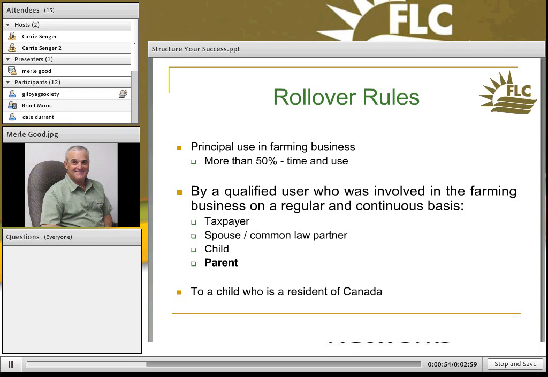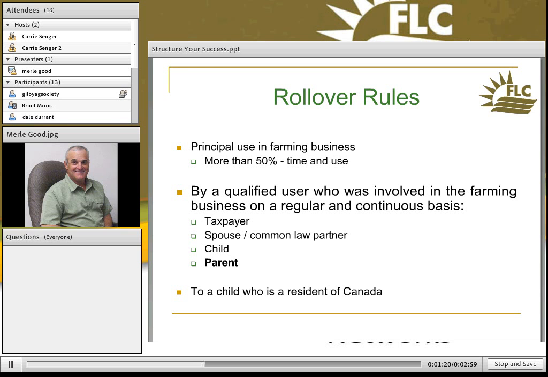And the rollover rules, I was asked this the other day when I spoke out at a small town of Bioles. I want to explain those one more time, and that is the rollover allows a taxpayer to transfer an eligible property to a child resident in Canada for any value between $1 and fair market value. So once again, let's go by example.